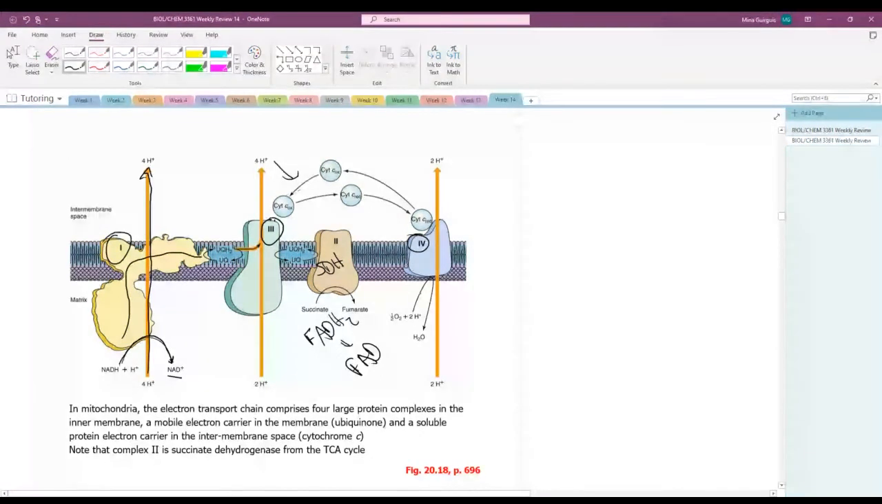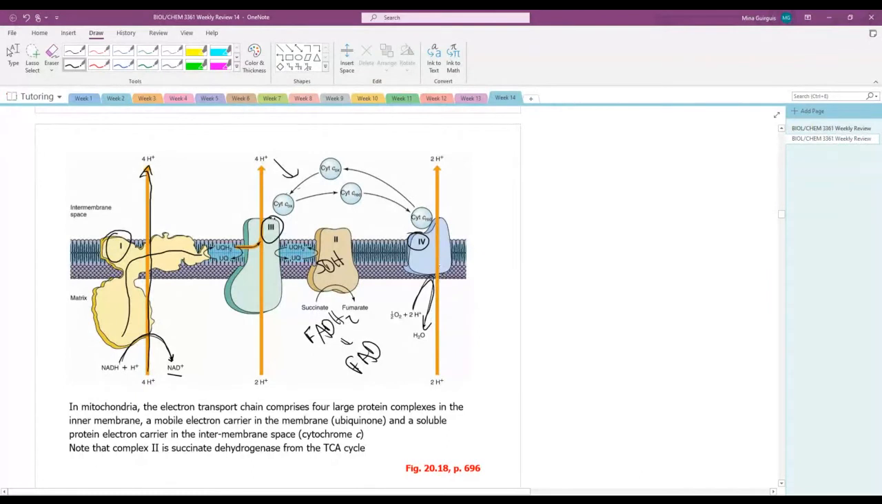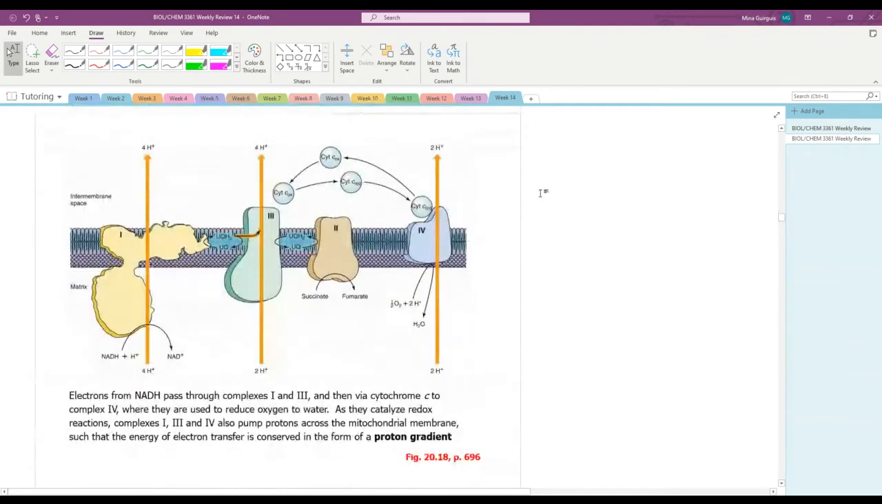Okay, then complex 4 is where your O2 is converted to water, excuse me, and in doing so, we pump another 4 protons. And I forgot to mention the proton pumping in complex 3. I apologize, we will get to that, I promise. So in other words, we're using 4 complexes, 3 of which pump protons, and 1 is a part of the TCA cycle. We're using 2 mobile electron carriers. One is the ubiquinone-ubiquinol, and 1 is cytochrome C. So let's talk about this in more depth.